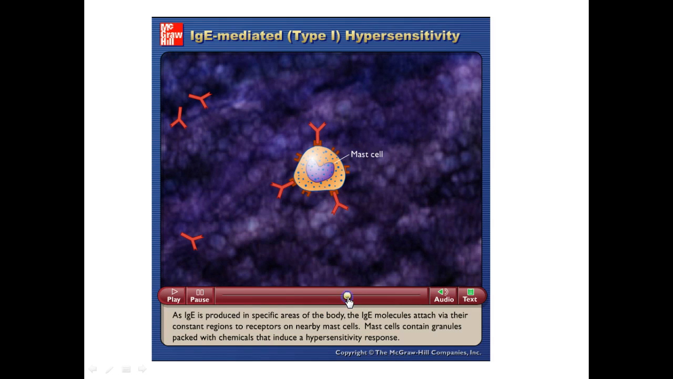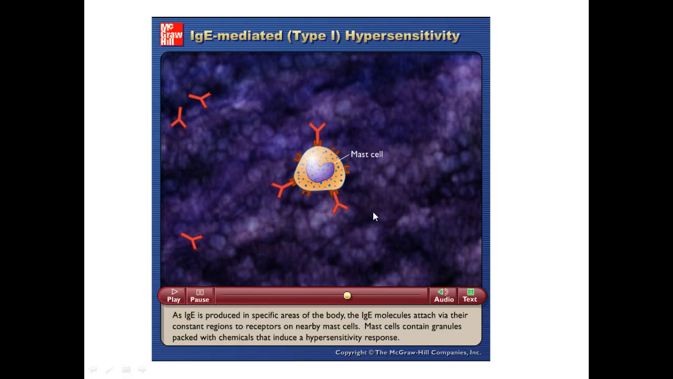Mast cells, which are similar to who? Which one of the granulocytes? Basophil, neutrophil, eosinophil, they're similar to basophils, right? The granules are similar. The difference is mast cells are in your tissues, right? So in my case, in my nose, associated with the mucous membranes in my nose. So these antibodies stick on here, and they can stay here for weeks at a time.